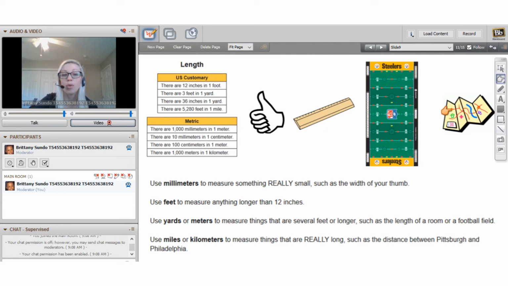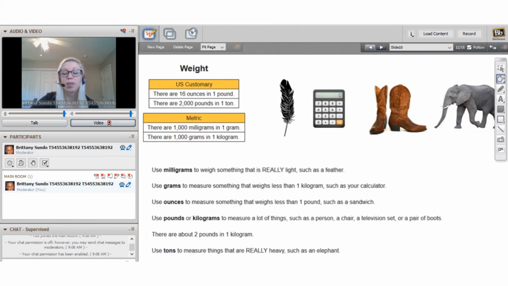Okay, so that is how we would use length for our U.S. customary and metric. Let's take a look at weight. Okay, and here's your chart. Again, it's a good idea to commit this to memory.